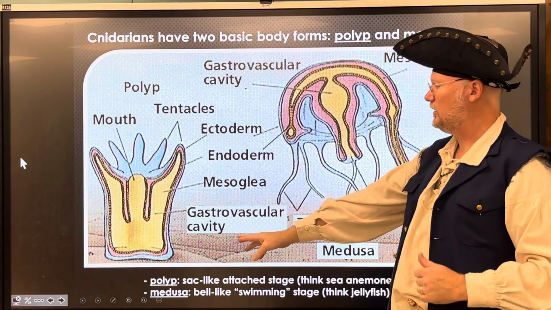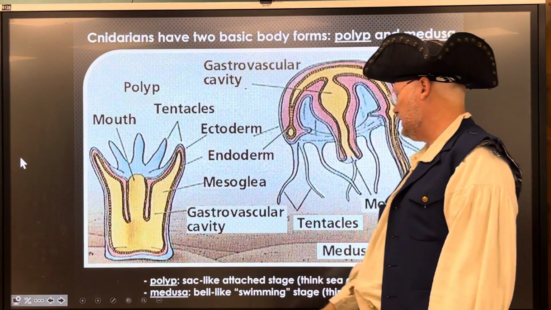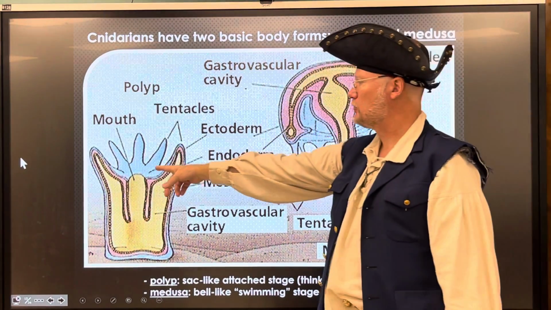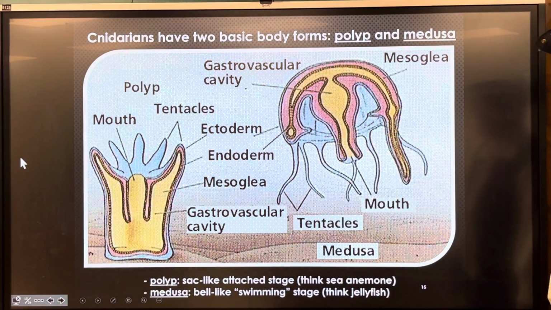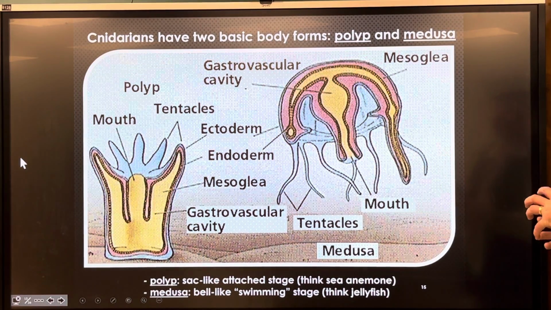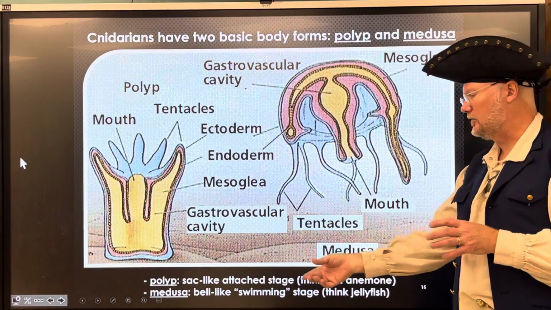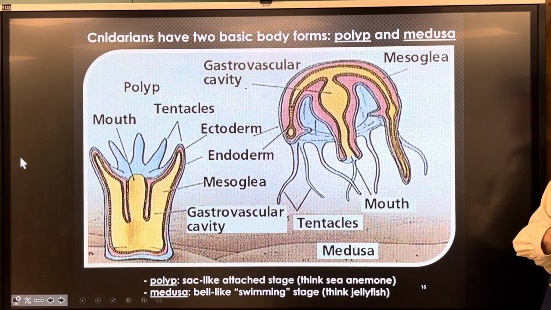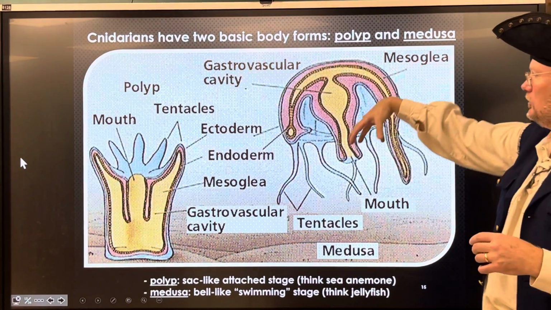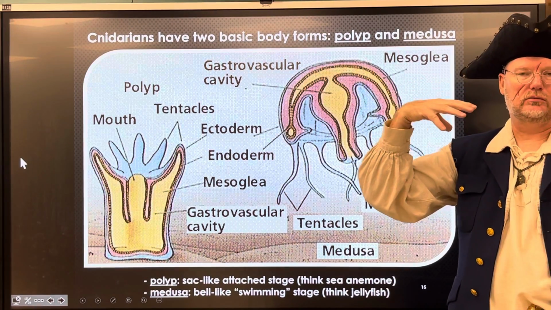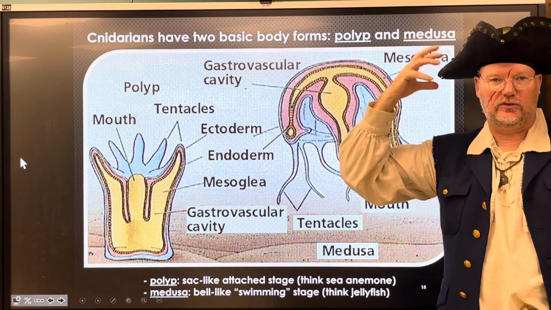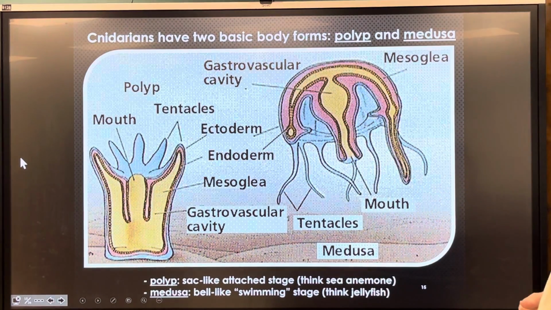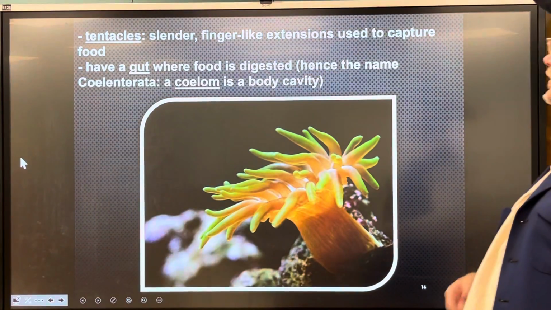So they have, like I said, a coelom or a gastrovascular cavity, and the mouth is always on the oral side. So the polyp is the sac-like attached stage, and the medusa is the bell-like swimming stage. Polyp versus medusa. Medusa looks like the Greek Medusa, the Gorgon with the snake hair, that if you look at her, you turn to stone. Who Perseus killed, he beheaded her.